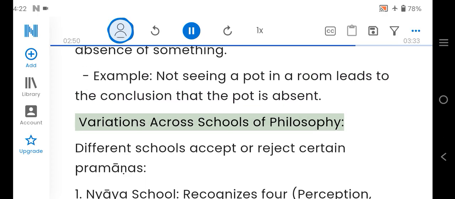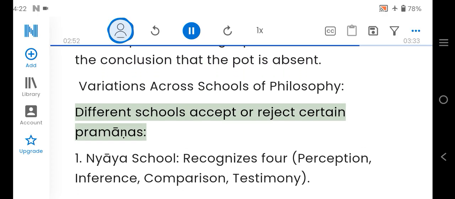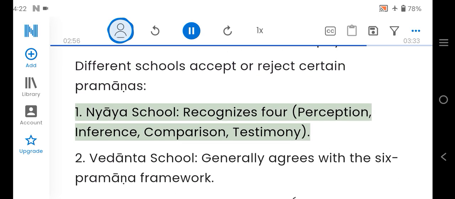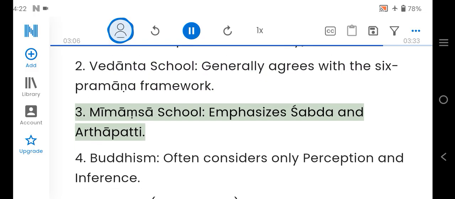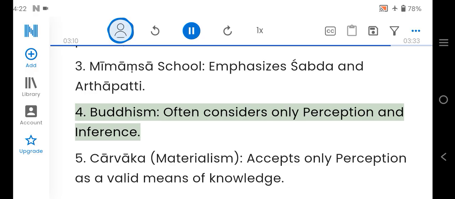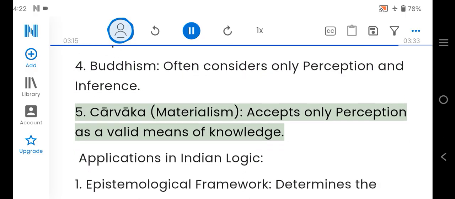Variations across schools of philosophy. Different schools accept or reject certain pramanas. 1. Nyaya school recognizes 4: perception, inference, comparison, testimony. 2. Vedanta school generally agrees with the 6 pramana framework. 3. Mimamsa school emphasizes sabda and arthapatti. 4. Buddhism often considers only perception and inference. 5. Carvaka, materialism, accepts only perception as a valid means of knowledge.